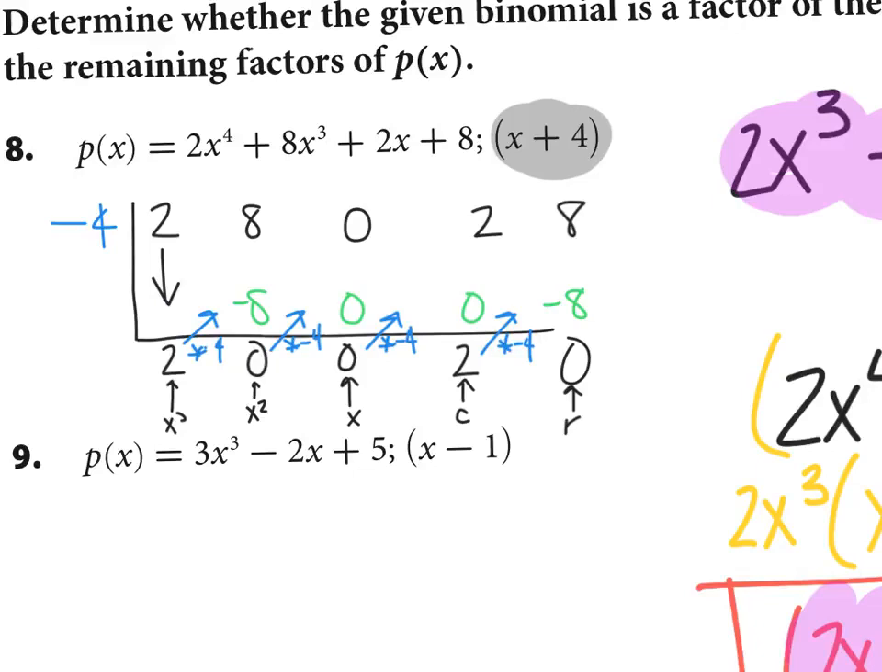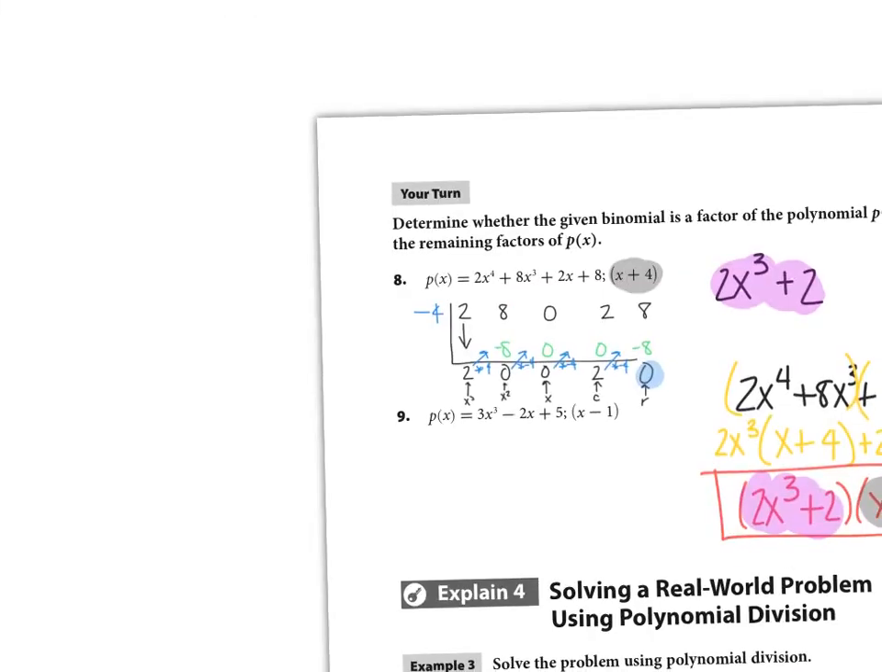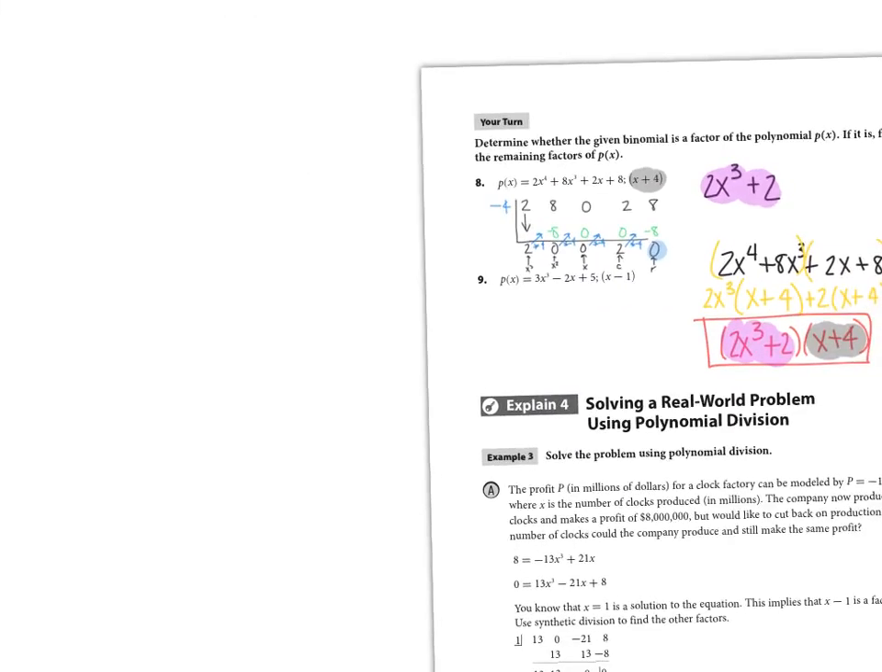If our remainder is 0, what does that tell us about the problem? It actually factors. So you could easily determine whether or not some polynomial is going to factor by plugging it in. So look at problem 9. And we're going to work this one kind of backwards. Let's figure out what our remainder is first, and then we're going to go back and actually do the synthetic division. So 3x cubed minus 2x plus 5.